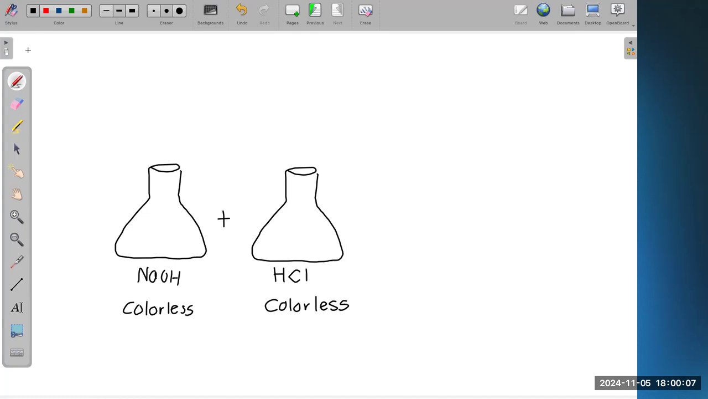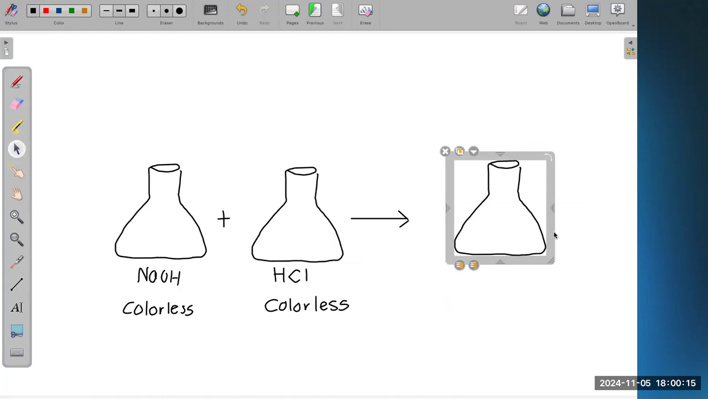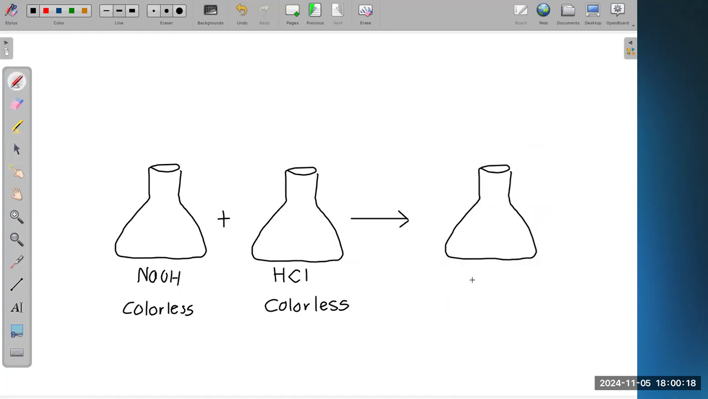And what will you make from them? Sodium chloride. Does sodium chloride dissolve in water or not? It dissolves in water, Mr. So you are going to make something which is also colorless, plus what is the other product? Water, right? So you are going to put something colorless on something colorless to make something colorless and water.